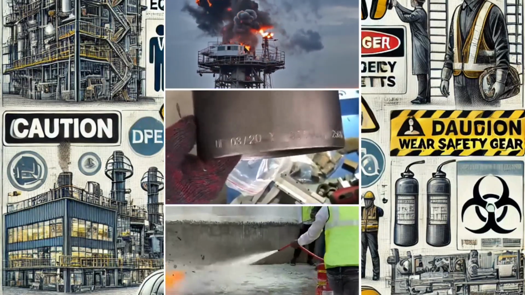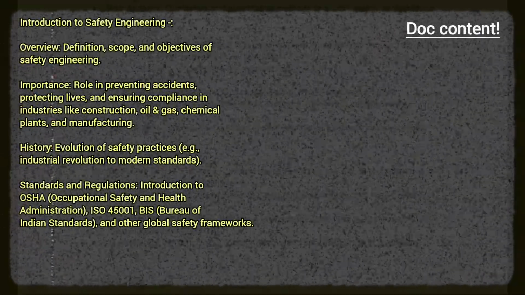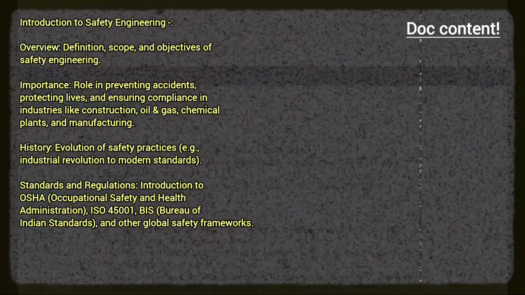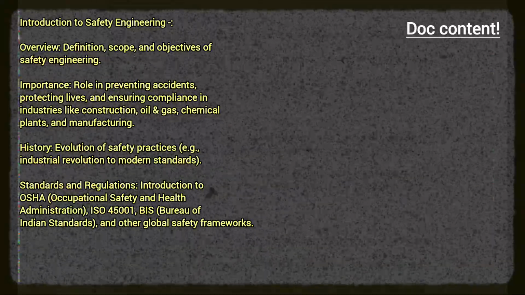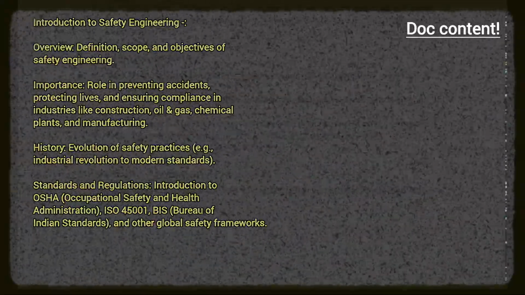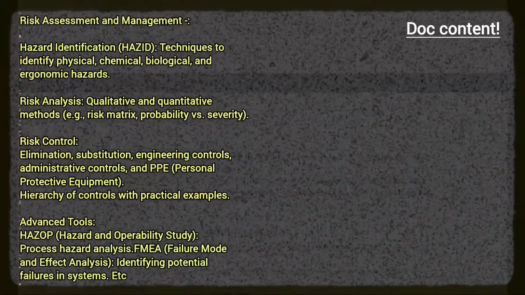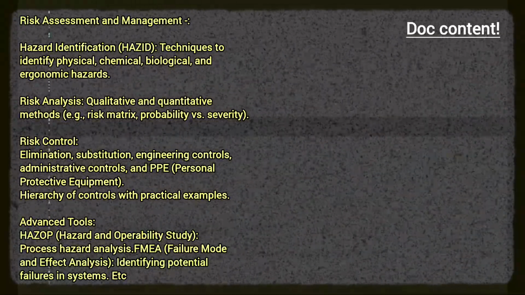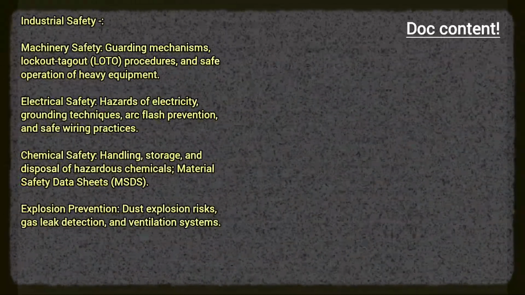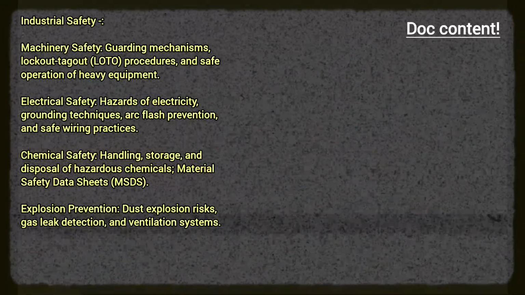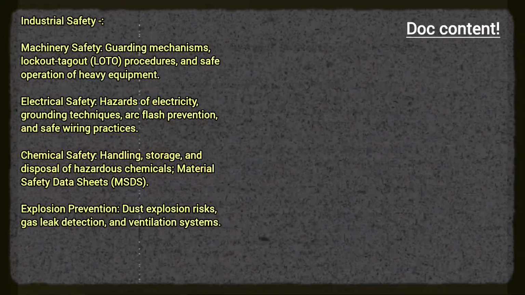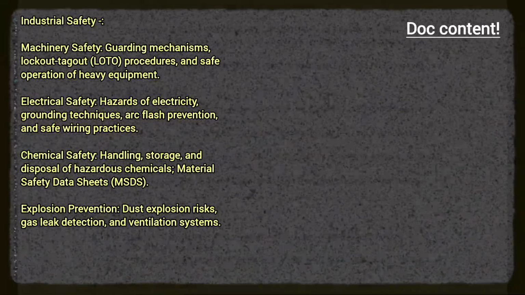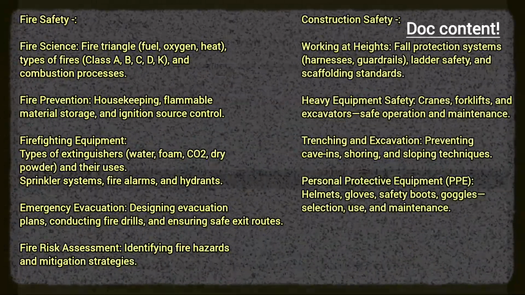So what's on the agenda today? Well, first, we're going to talk about what exactly safety engineering is and why it even matters. Then we'll look at how it developed over time. How did we get to where we are today? And then we'll talk about risk, which is a huge part of it. How do you identify, analyze, and manage risk? Then we'll get into the specifics. How is safety engineering applied in different industries? How do they keep machines safe? What about electrical systems, chemicals, fires, construction sites, all that?